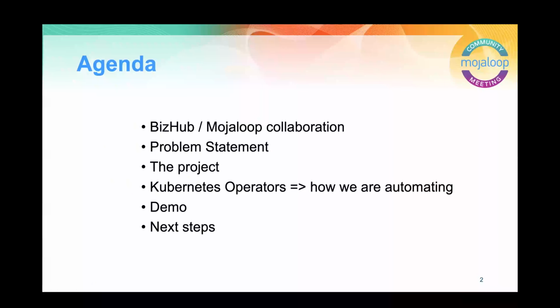Agenda: just quickly talk about that collaboration, talk about the problem statement that this workstream, the lifecycle management upgrade, is initially trying to solve. Talk about the project, how we're undertaking that. And then to the Kafka point, we're going to talk about Kubernetes operators, and that's how we are going to automate and control the Kubernetes deployments. Will is going to give you a demo of the work that he's been doing on that, and then talk a little bit about next steps.